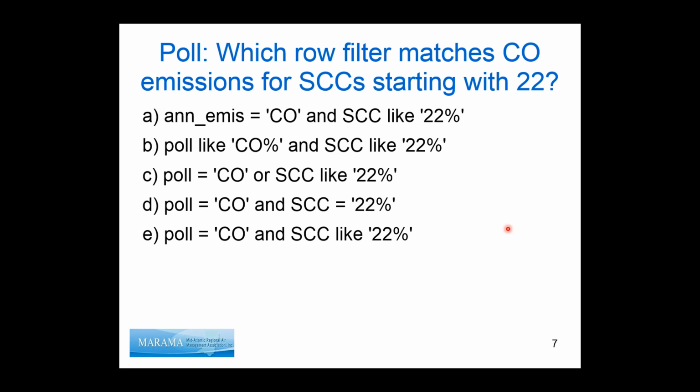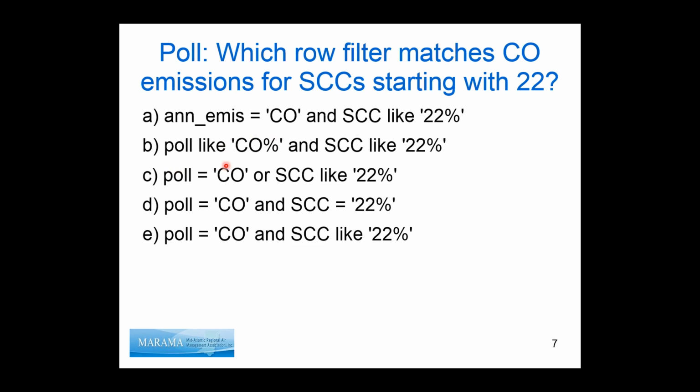Yeah, so let's talk about each one of these options in turn. This first one looks pretty good, except that an emiss is probably going to be the column for the actual emissions value itself, not the column for the pollutant code. So that one doesn't really make sense because we wouldn't be matching CO records; we would be looking at the wrong data.